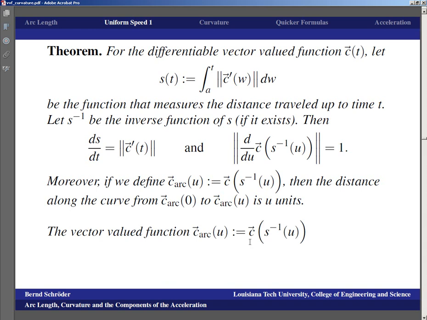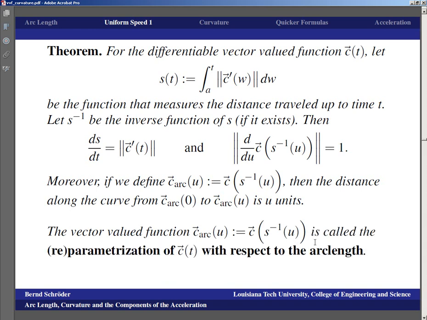And the vector valued function c of s inverse of u is called the reparametrization of c of t with respect to the arc length, because we now use the arc length, which we have worked out up here, as our parameter. All right, so that is a huge conceptual theorem. Maybe hit pause right now, take a break, and think about that for a minute.